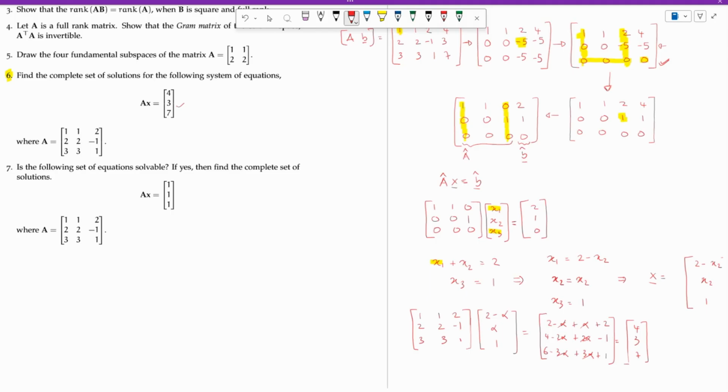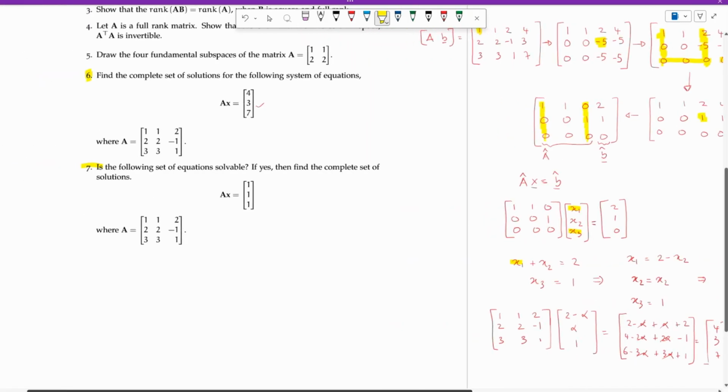Okay. All right. Now, tell me if this is solvable. If it's solvable, find all the solutions. You can do the same thing. I won't do it. You can do it and tell me.